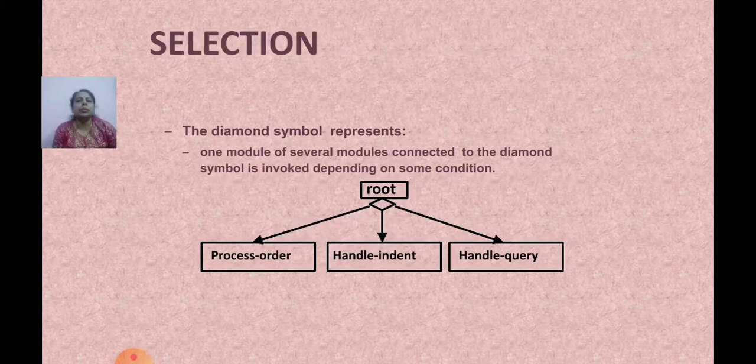Then the next symbol is the diamond symbol. The diamond symbol represents that one of the several modules connected to the diamond symbol is invoked depending on some conditions. It is a selection. When there are three sub modules, and based on the criteria one module is executed, that is represented through a diamond. Based on the condition we can call the module, and that is represented through a diamond.